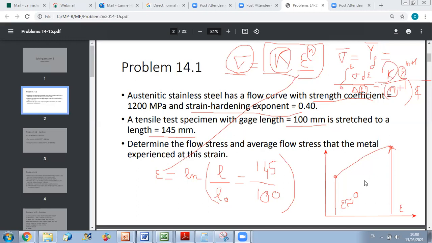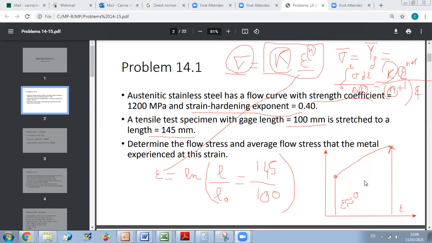Okay, if you go back to the examples we took in chapter 3, try taking epsilon at yield and epsilon final. You will see that epsilon yield is very small compared to epsilon final. So you can do this assumption of neglecting it.